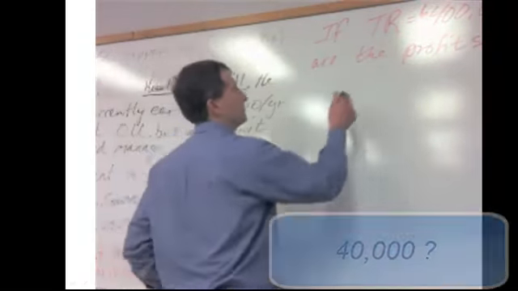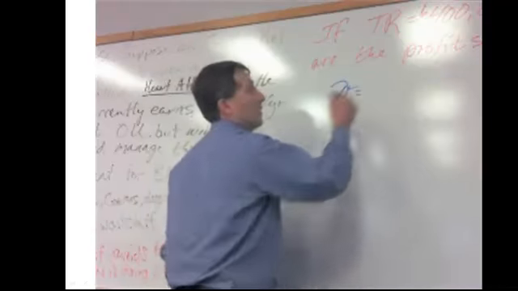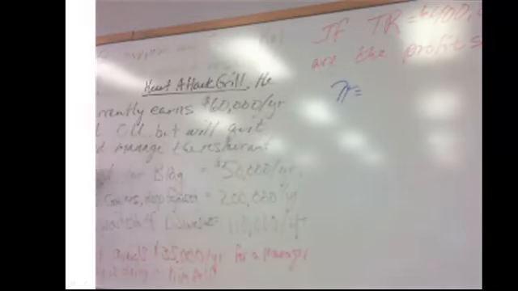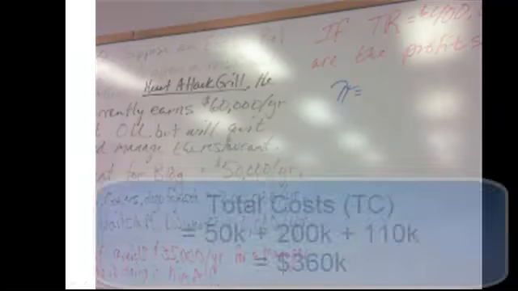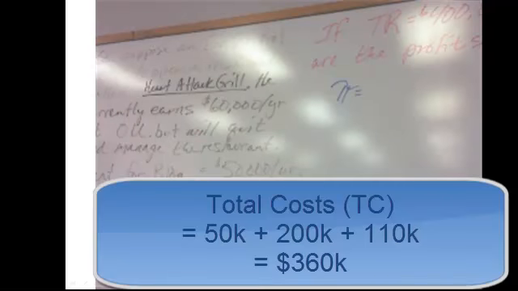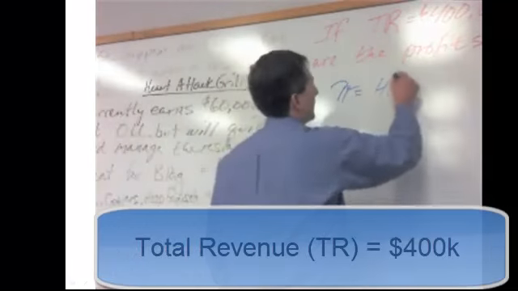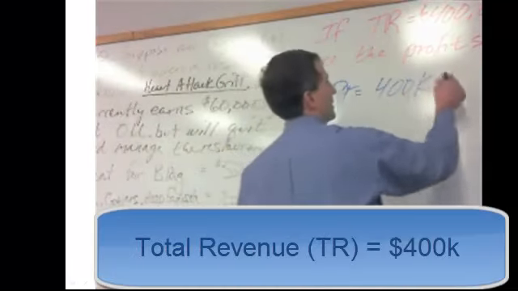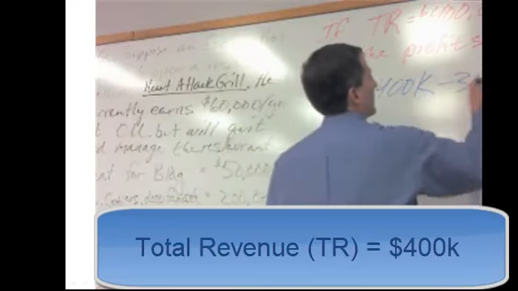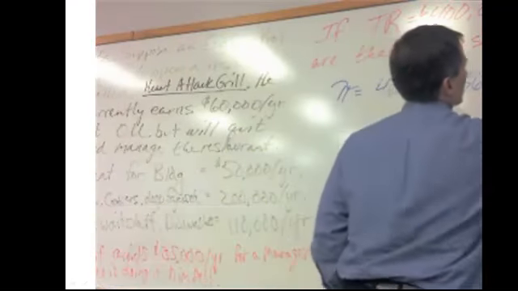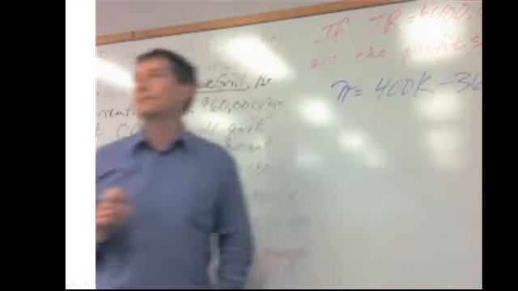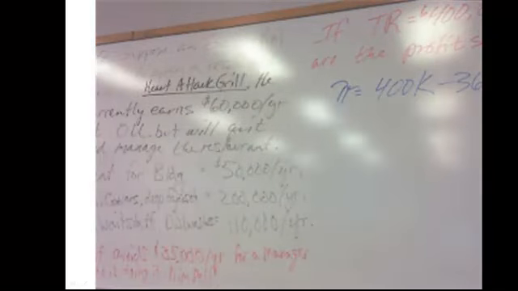I just added all of the expenses and subtracted them from the total revenue. Okay, so we've got expenses of 50, 200, 110 equals 360, and 400 minus 360 equals 40? Yeah. Okay. So 400,000, I'm going to put a little K there for shorthand, minus 360,000 equals 40,000. All right. Anybody get anything different?